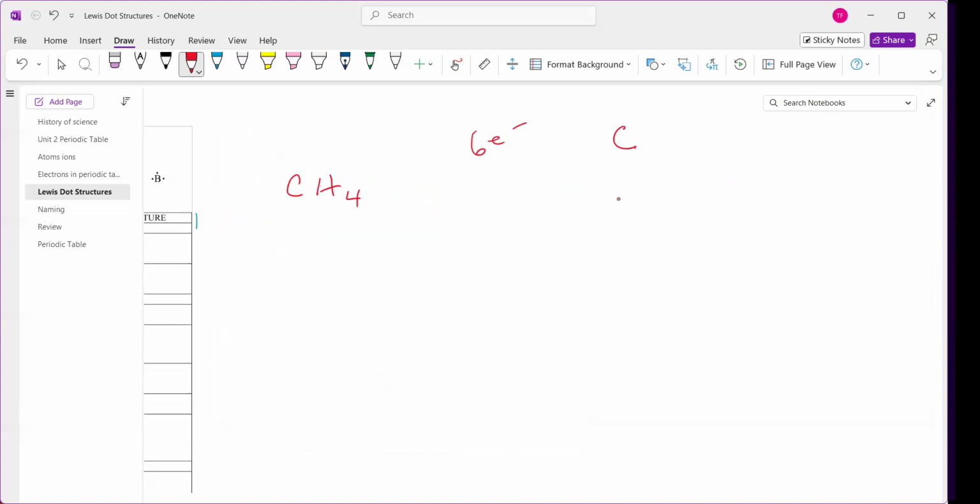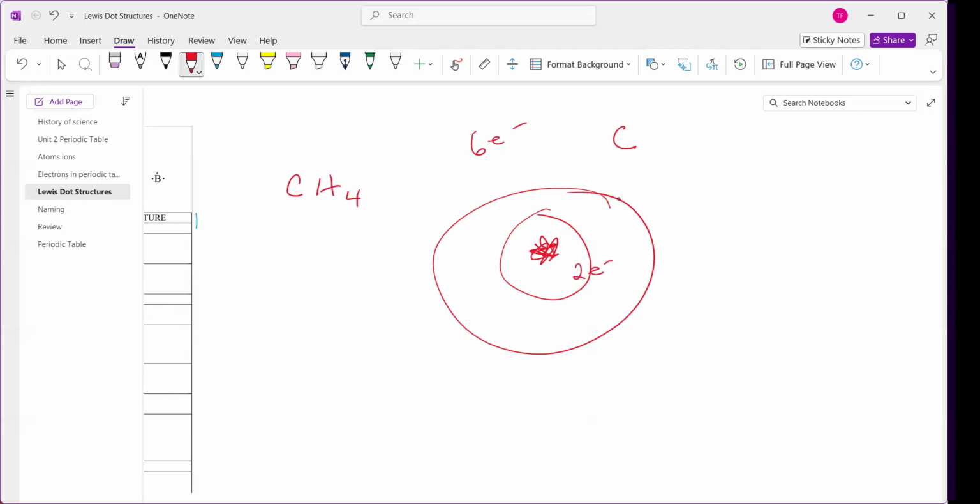Now, of those, there are 2 orbitals those 6 electrons are in. Okay, so here's the nucleus with the 6 protons and 6 or so neutrons, depends on what isotope. So you've got 2 main orbitals. The first orbital only can hold 2 electrons. That leaves 4 left, and those occupy the remaining orbitals.